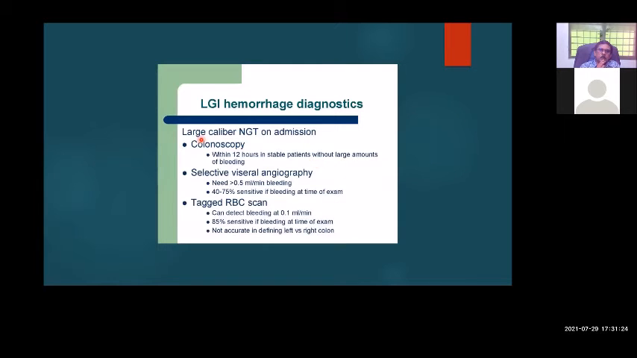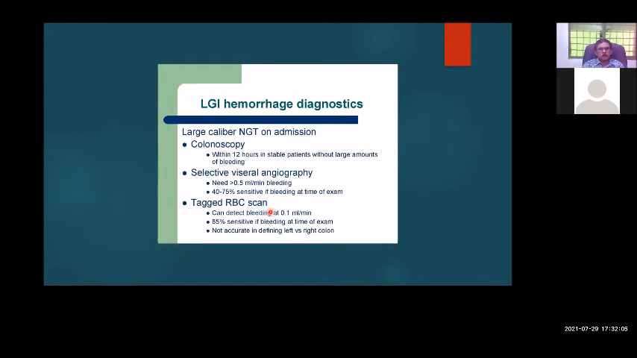Okay, just a summary of these three special investigations of lower gastrointestinal hemorrhage. Colonoscopy is the most important that must be done within 12 hours in stable patients without large amount of bleeding. So stabilize the patient and proceed with colonoscopy. Selective visceral angiography needs 0.5 mils per minute of bleeding in order to be positive. It is 40 to 75% sensitive, if the bleeding is occurring at the time of the examination.